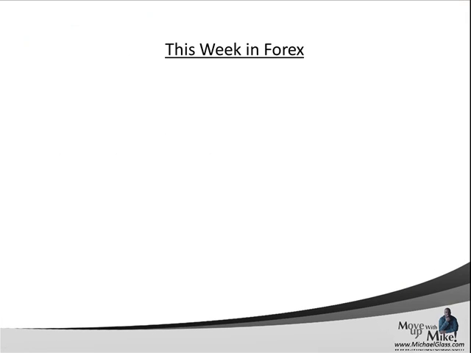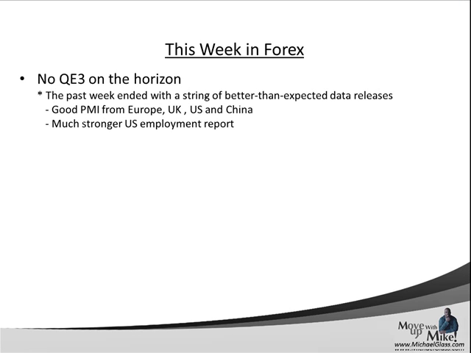As we look at this week in Forex, we can see that we had some much better than expected economic releases this week. We had good PMI from Europe, UK, US, and China, and of course on Friday we had the much stronger US employment report. And so even though last week the FOMC promised to keep their interest rates low through 2014 and a slight mention of QE3, with this good positive data with the economy, you can probably see that QE3 is probably going to be put on hold for the short term.